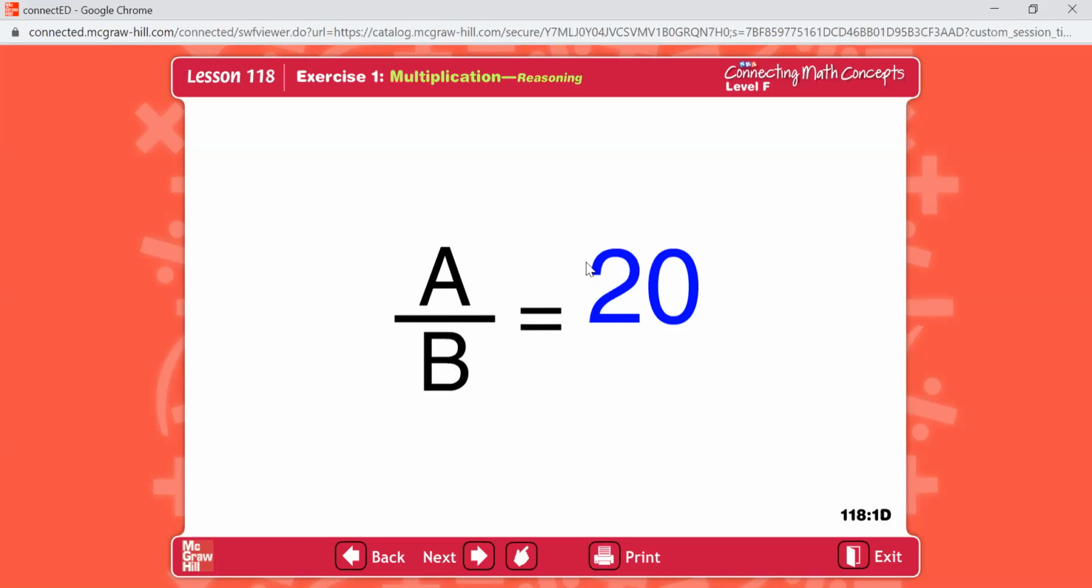If we multiply A over B by 1, do we end up with more than A over B, less than A over B, or a value equal to A over B? If we multiply A over B by 1, we end up with a value equal to A over B.